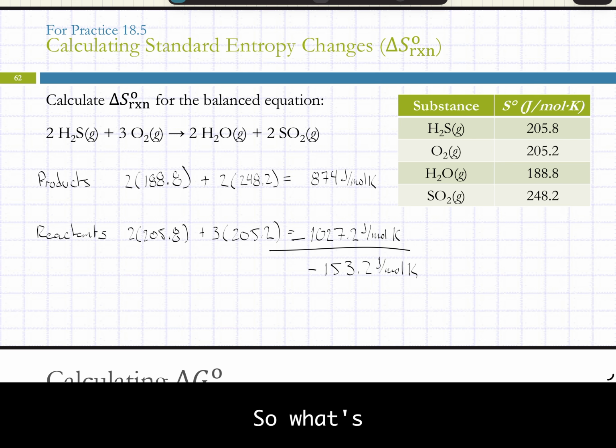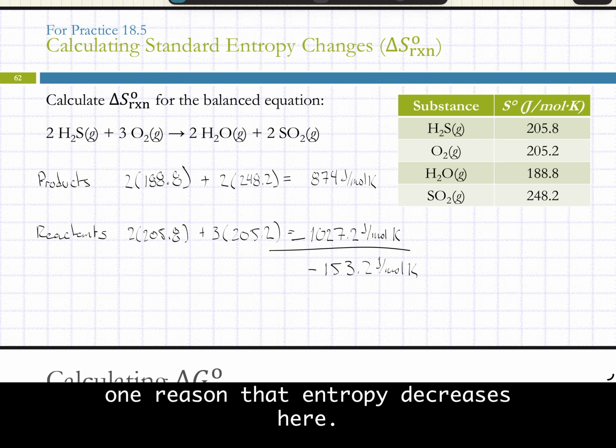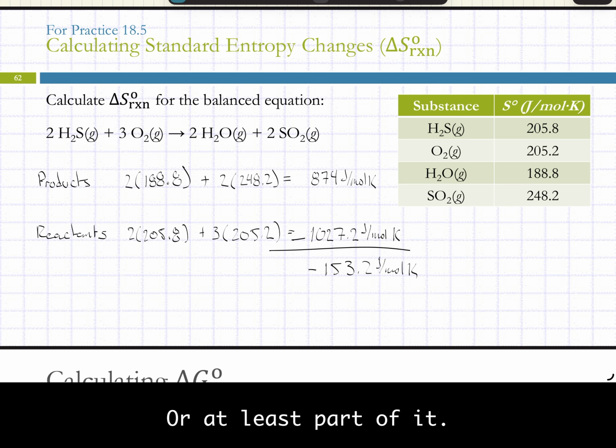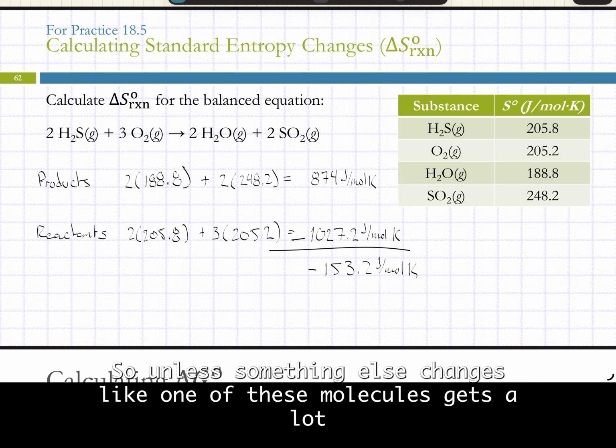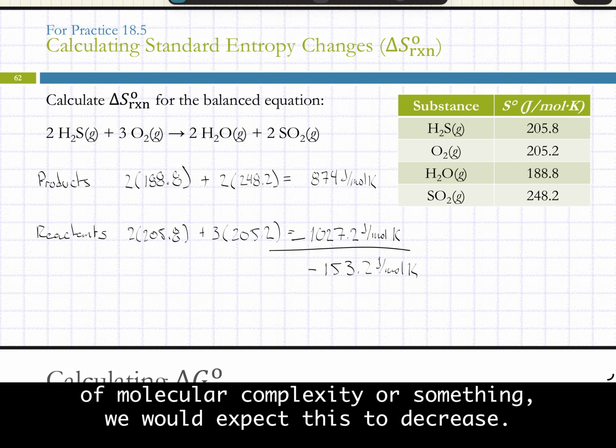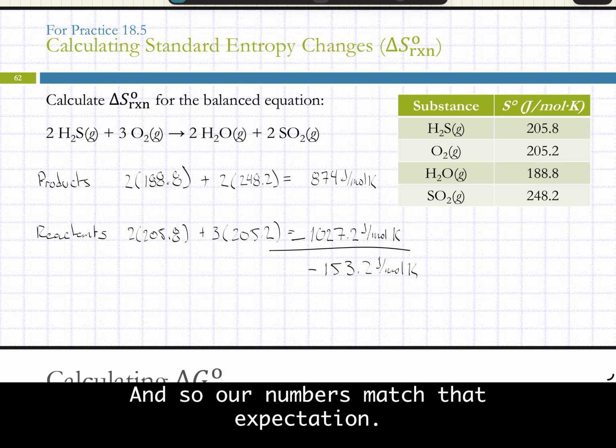So what's one reason that entropy decreases here? Or at least part of it. We have a decrease in the moles of gas. So unless something else changes, like one of these molecules gets a lot of molecular complexity or something, we would expect this to decrease. And so our numbers match that expectation.